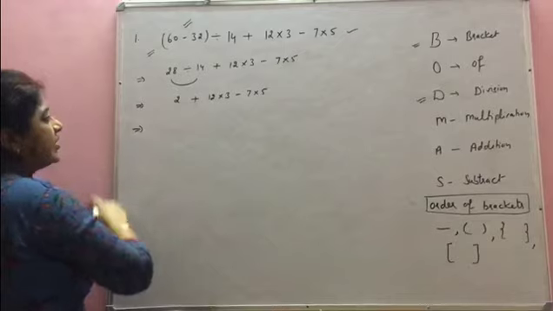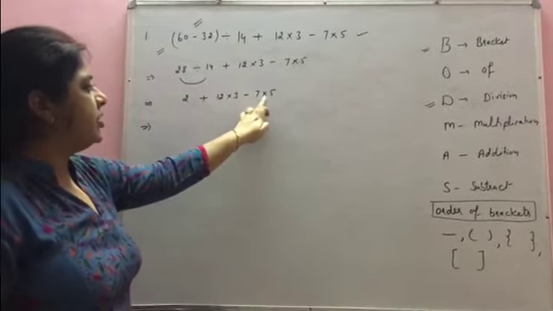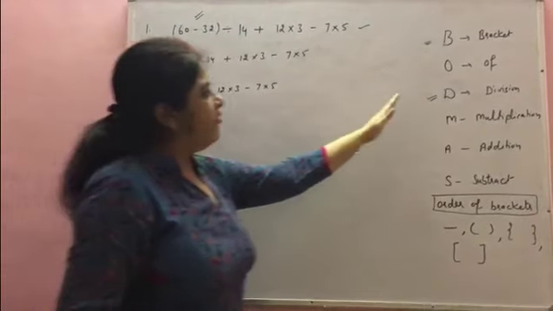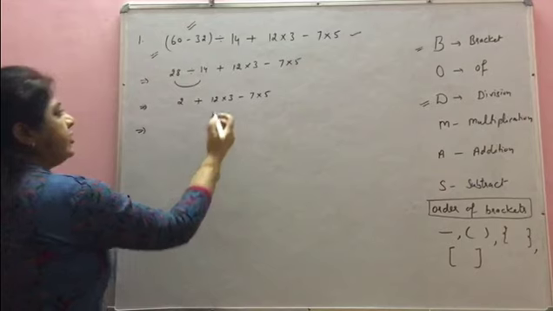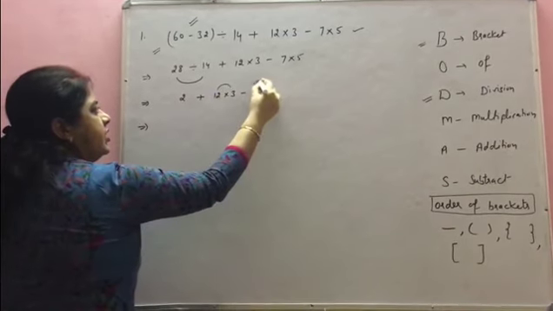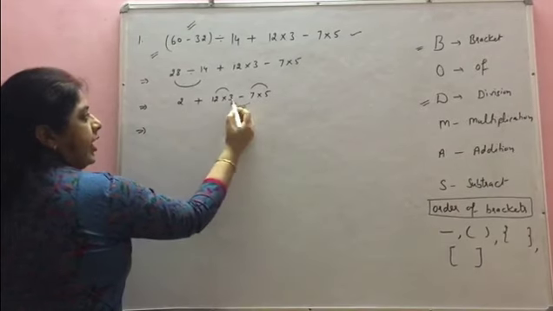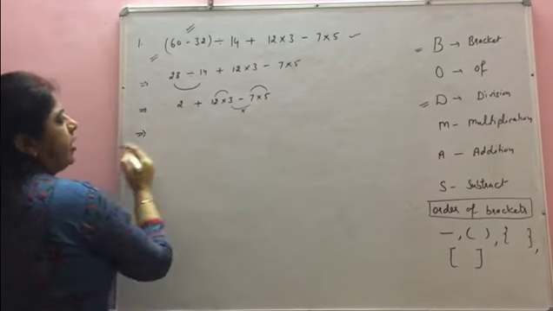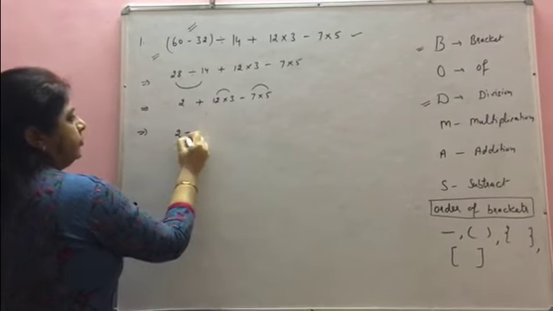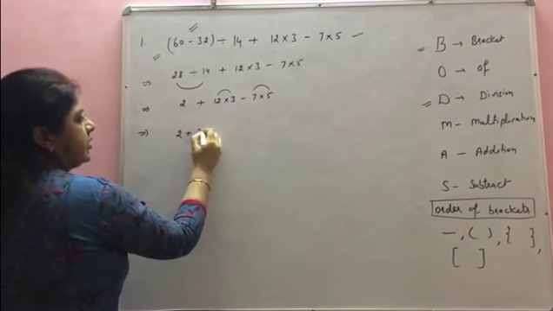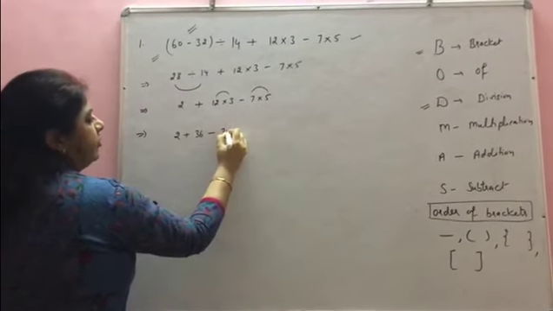Now what are the signs? We now have addition, multiplication, subtraction and multiplication. After division we have the term multiplication. So we will solve these two and these two. We will not solve these two first because multiplication will come first. So what would the answer be for these two? 12 into 3 is 36, and 7 into 5 is 35.